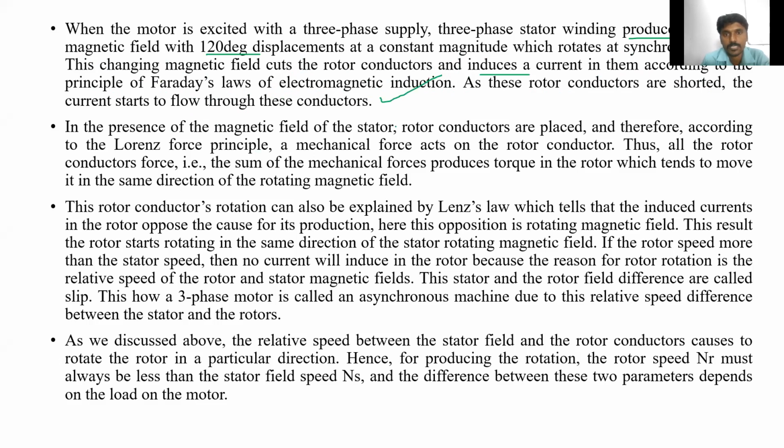The rotor conductors are placed in the presence of the magnetic field of the stator, and therefore according to the Lorentz force principle, a mechanical force is created. Whenever this force is created on the rotor conductors, then what will happen? Each rotor conductor has some force, and the summation of all these forces creates the torque. Due to this torque, the rotor tries to rotate in the direction of the rotating magnetic field. Is it right?